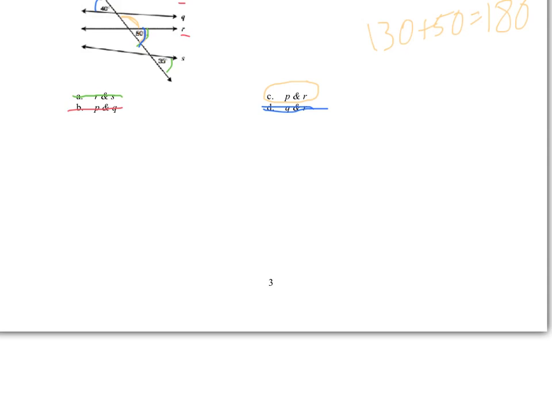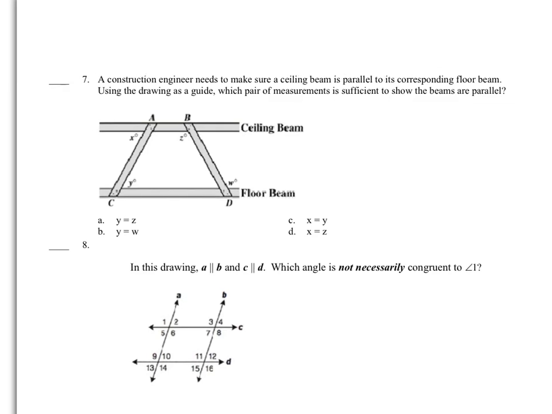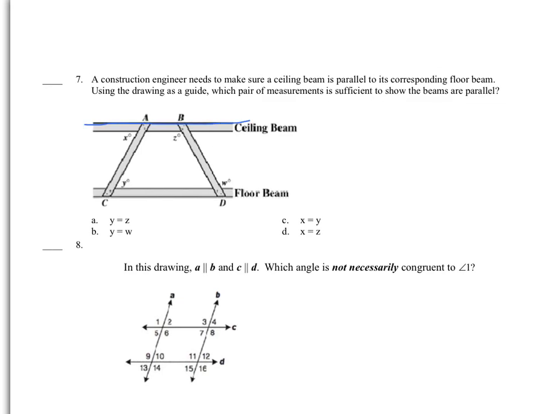Alright, let's look at number 7. Here we have a construction engineer who needs to make sure a ceiling beam is parallel. So he's just wanting to make sure that this beam is parallel to this beam. Using the drawing as a guide, which pair of measurements is sufficient to know that the beams are parallel? So basically we have to check which angles need to be congruent in order for those to be parallel.